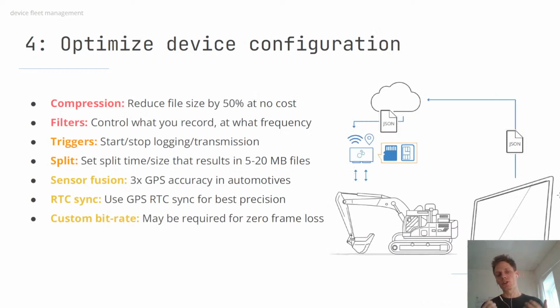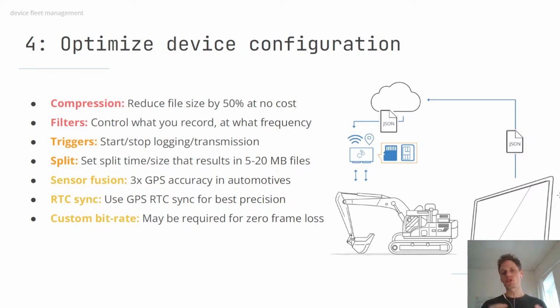Once you've decided on your device and set up your server, it's a good idea to just get started and record some data. But as you progress, you will want to consider some configuration of your devices in order to optimize the configuration. The most obvious one that I recommend is to almost always enable compression of the data, because you reduce the size by 50% and there is not really any cost to it other than the data needing to be decompressed once you need to process it.